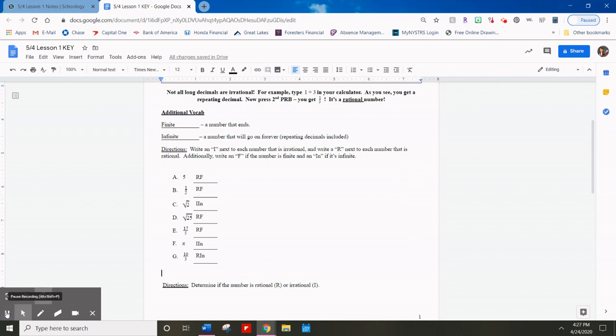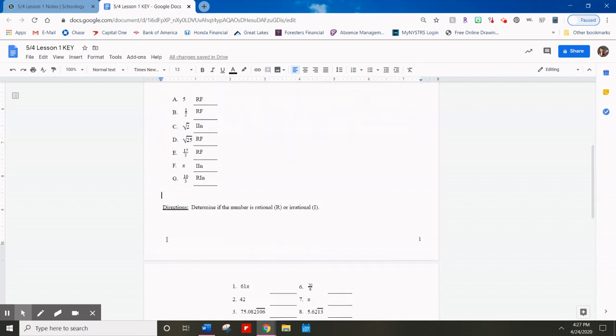Okay, so you can check your answers with my answers here. The one I definitely want to go over is letter G. 10/3 is already a fraction, and there's nothing to simplify within that fraction, so we know right away that it's rational. But if you type in 10 divided by 3 in your calculator, you're going to see 3.33333. It fills up your whole calculator screen. That means it goes on forever, so it's infinite. So rational numbers can also be infinite.